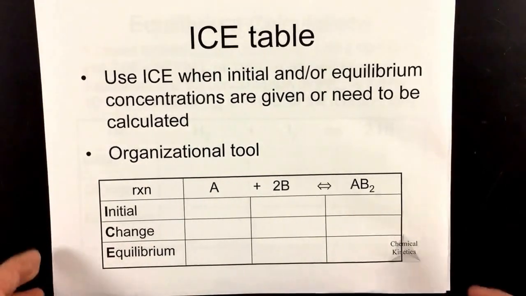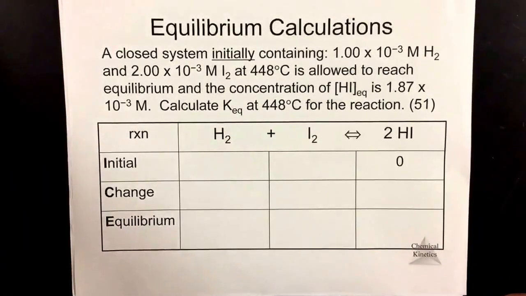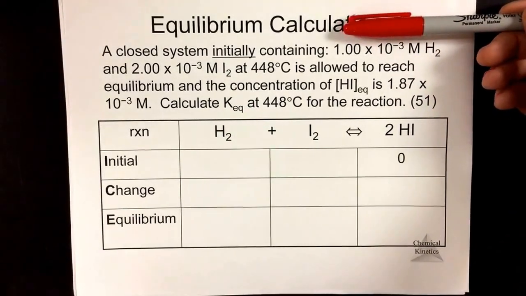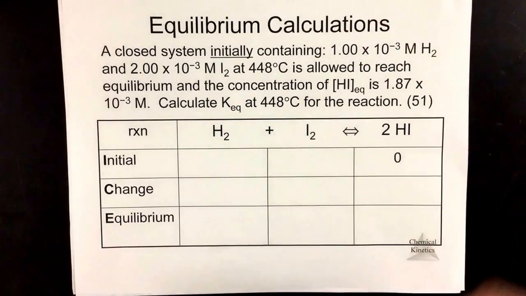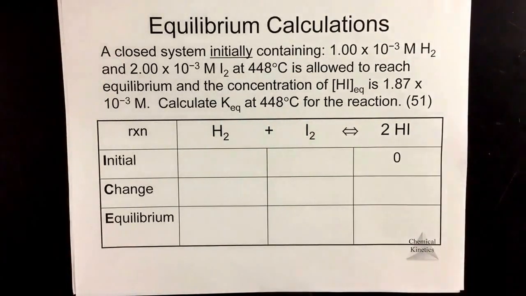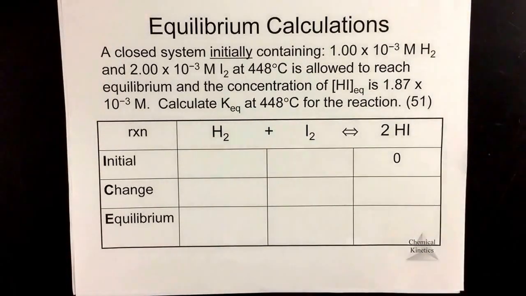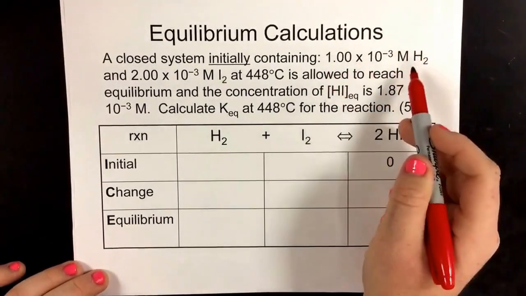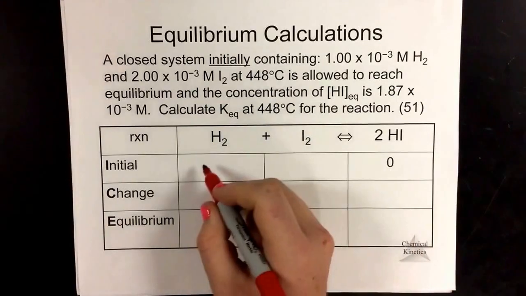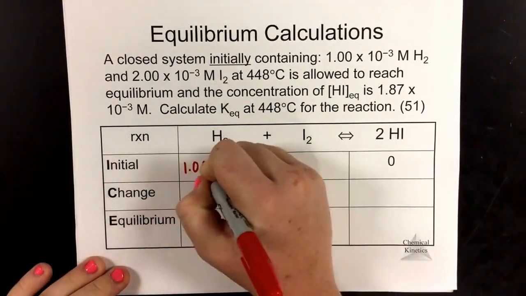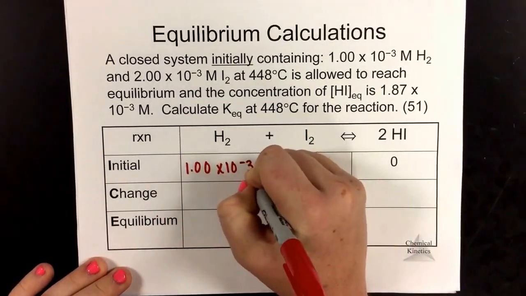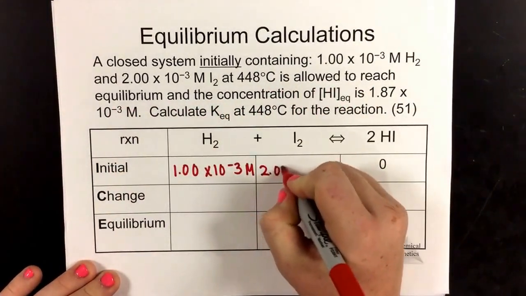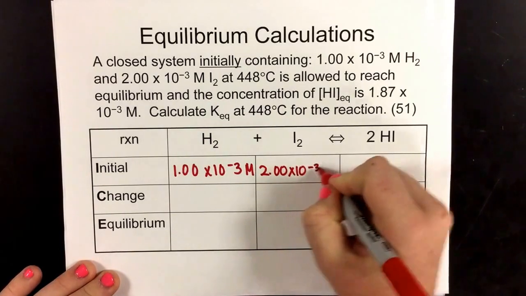So in an example problem right here, you're given a closed loop system initially containing 1.0 times 10 to the negative third molar H2 and 2.0 times 10 to the negative third molar I2. And so you'll fill those values in the appropriate box. So for H2, it would be 1.00 times 10 to the negative third molar. And for I2, it would be 2.00 times 10 to the negative third molar.